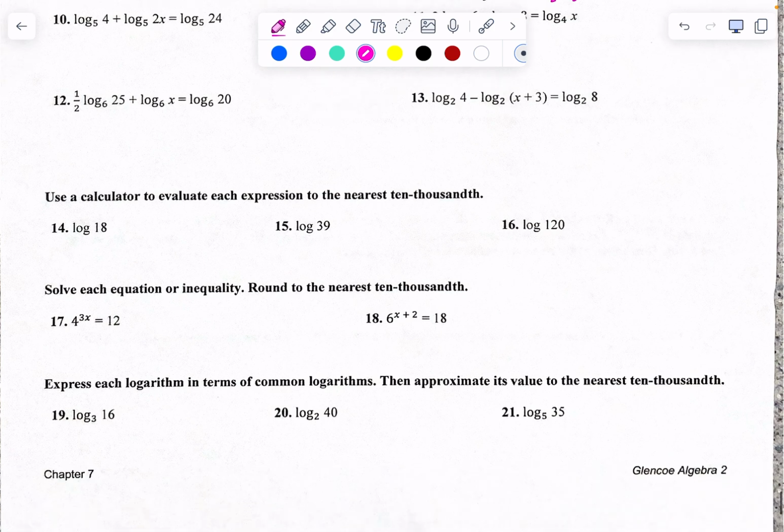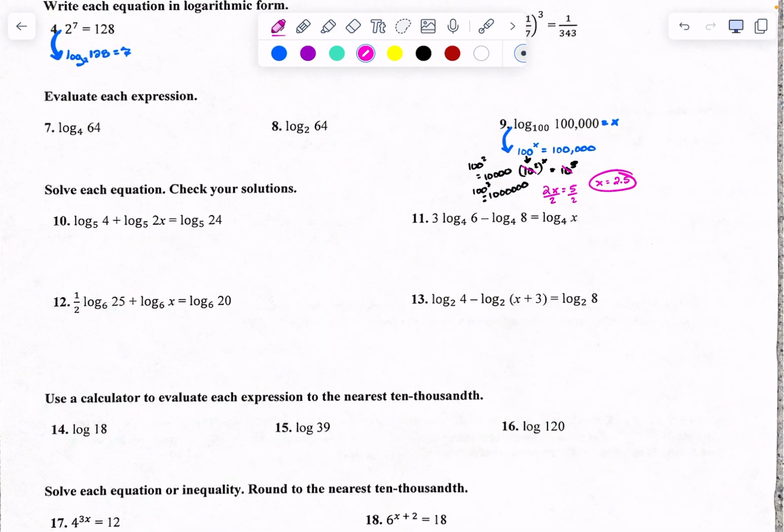Some of these don't take very long. I'm hoping to get the majority of it done because as soon as we get finished with this tomorrow, then we can just do whiteboard rapid fire problems. You do 12? And then test on Wednesday.